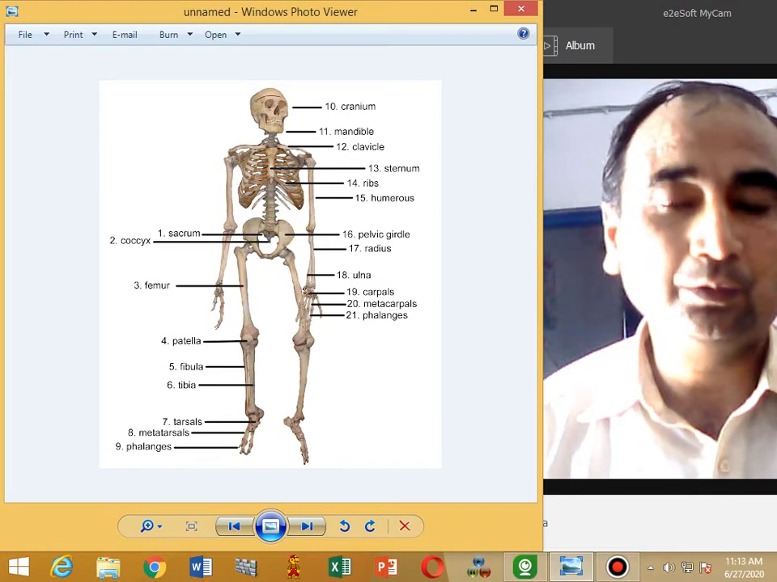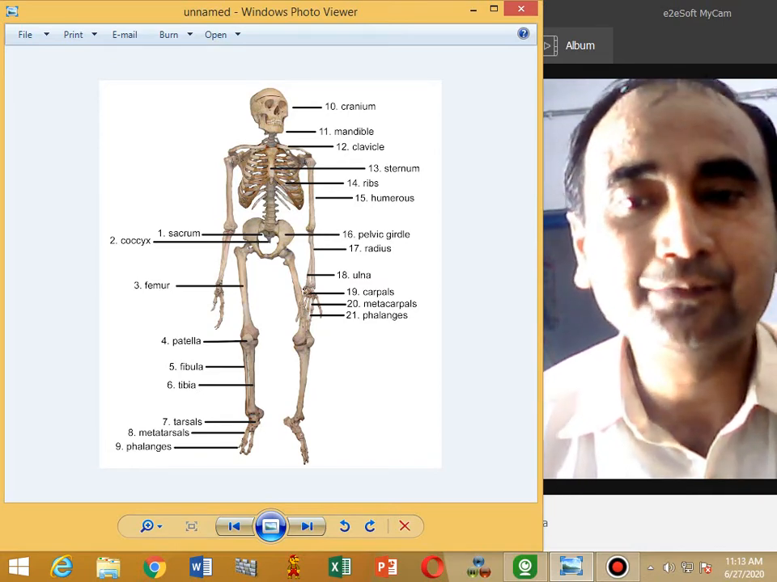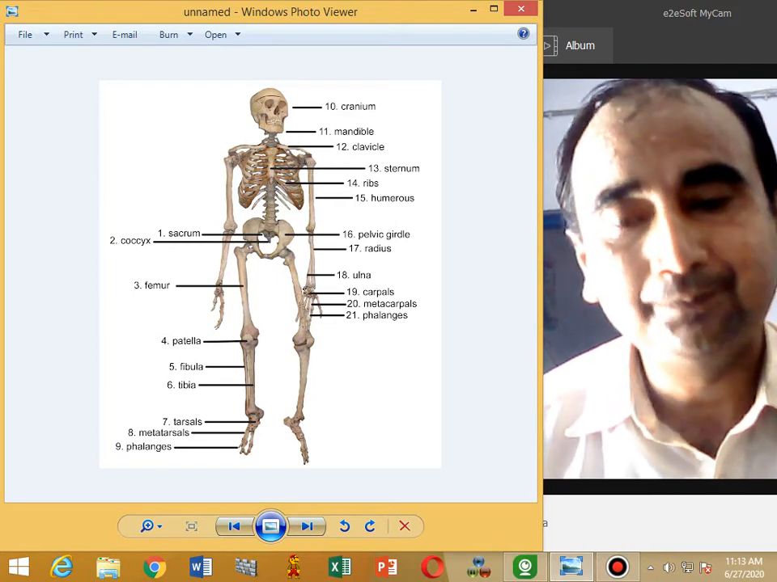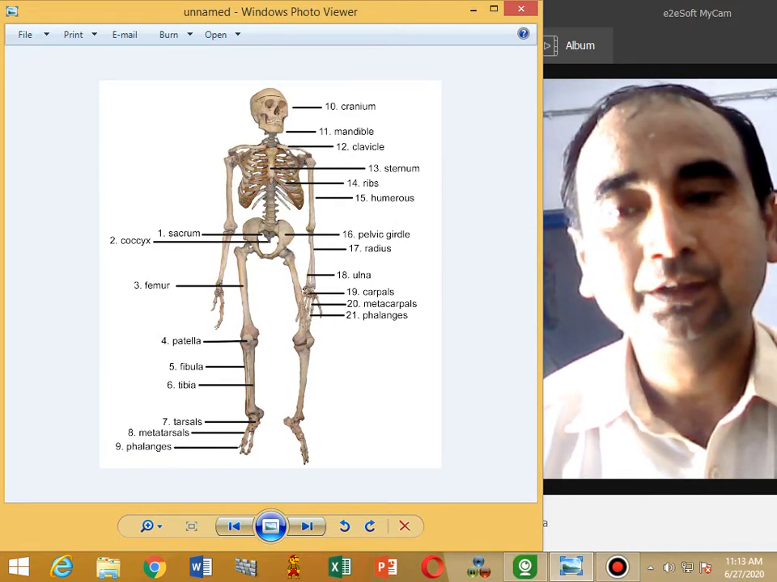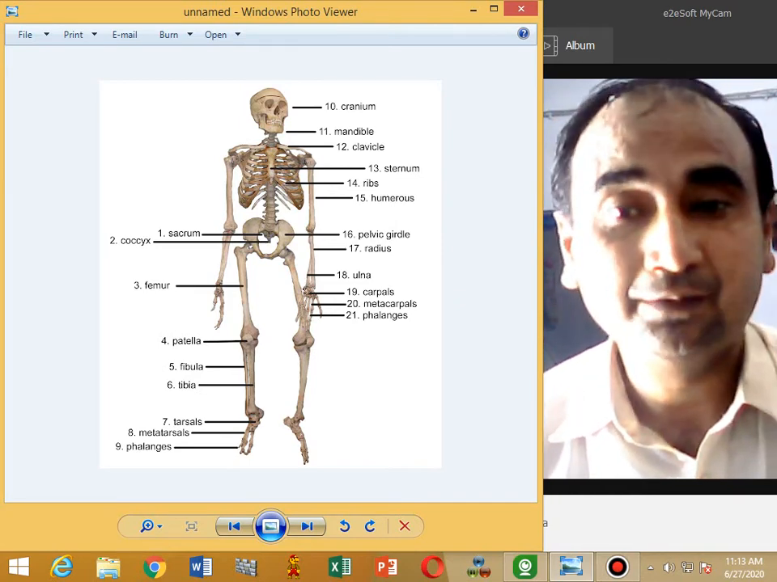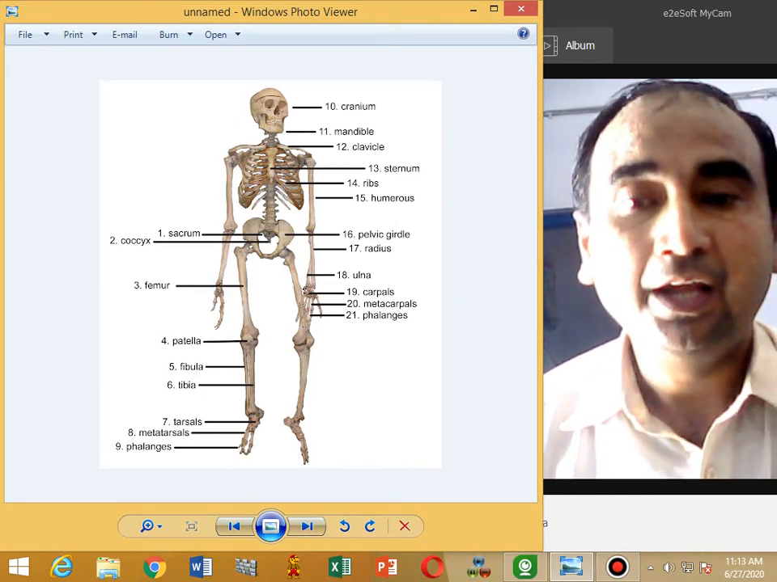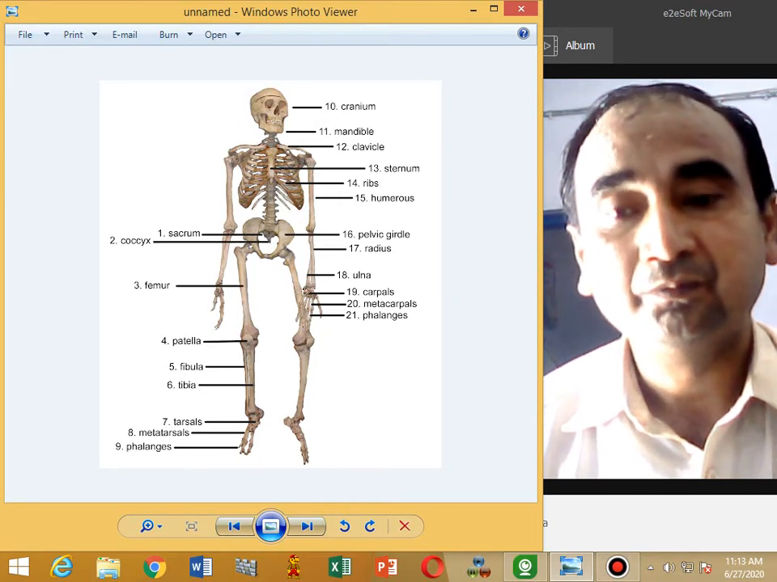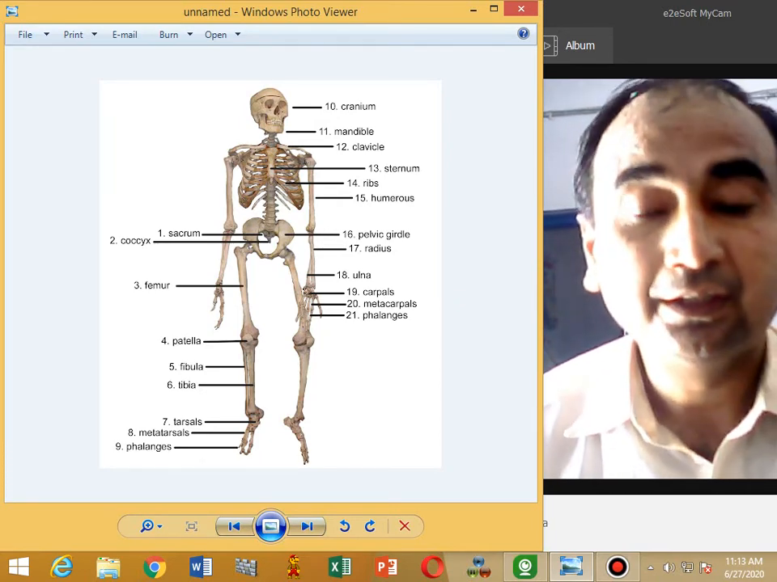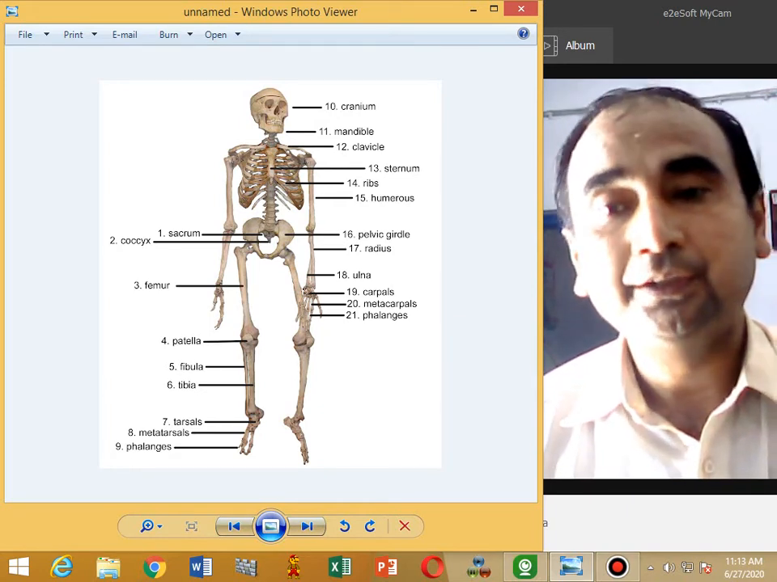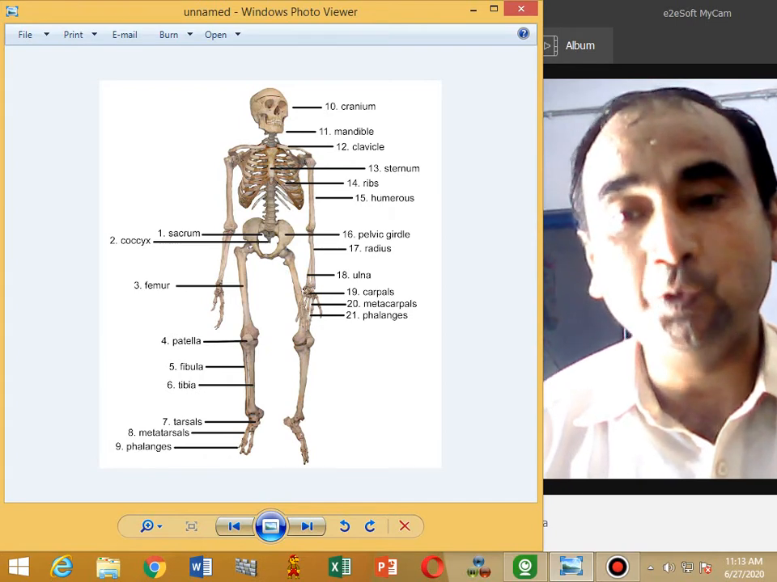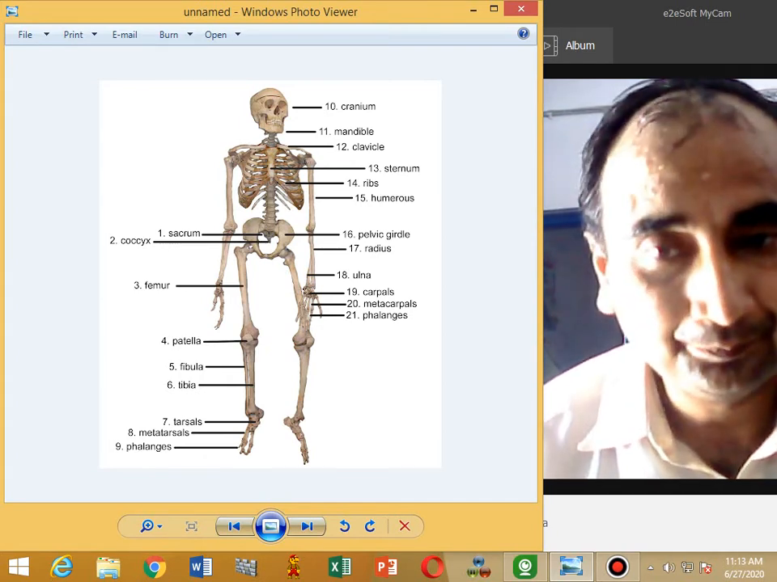Hind limbs consist of a big bone called the femur. The femur forms the hip joint with the hip bone. At the distal end, the femur forms the knee joint. In the knee joint, the femur is attached with 2 bones called tibia and fibula.